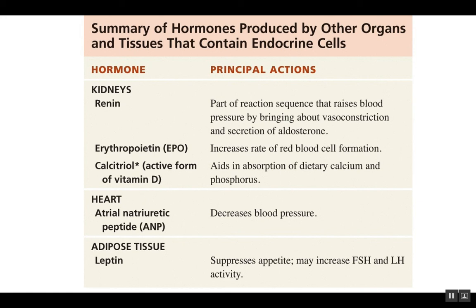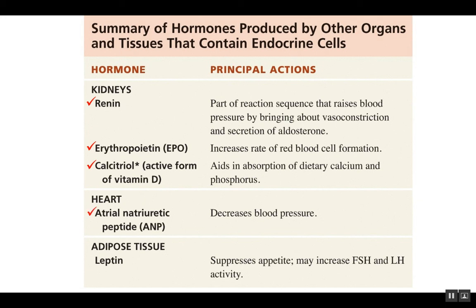Kidneys produce a couple hormones: renin, erythropoietin, and calcitriol. Renin we'll worry about another day. EPO, or erythropoietin, we'll worry about probably next chapter when we talk about blood and red blood cell production. Calcitriol we've mentioned already. Calcitriol is the active form of vitamin D. If you recall, parathyroid hormone stimulates the production of calcitriol.